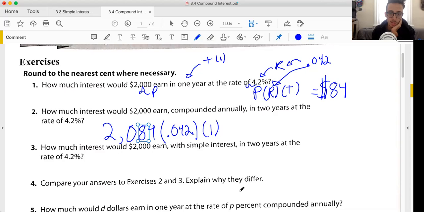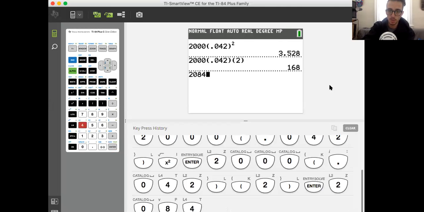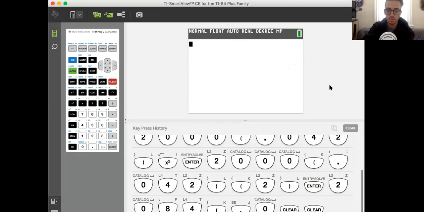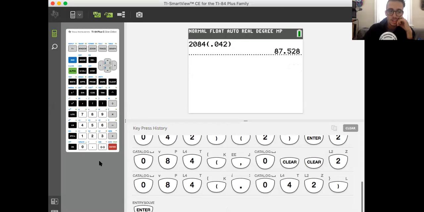If we take it another time, I'll share my calculator screen for this one. So this would be 2,084 times 0.042. And so this is saying that after, wait, no, hold on, that's not right. Well, what's this asking? One more time. Compounded, how much interest would it earn over 2 years at that rate? Well, we see that here, this is $87.53. So let's actually take note of that.